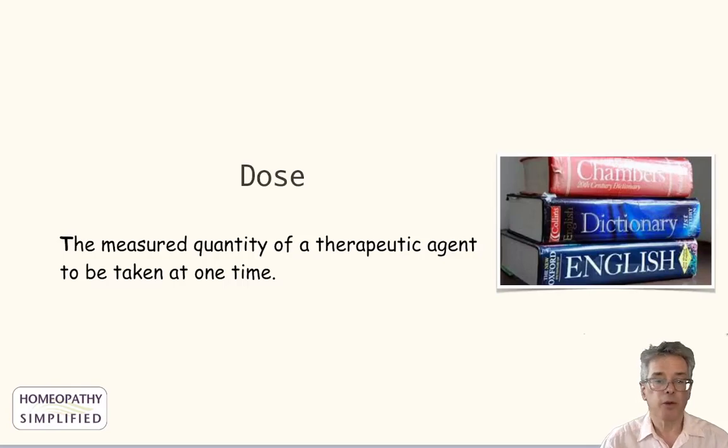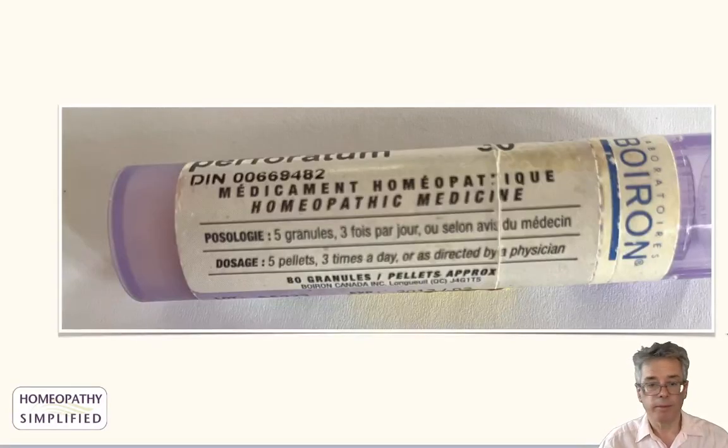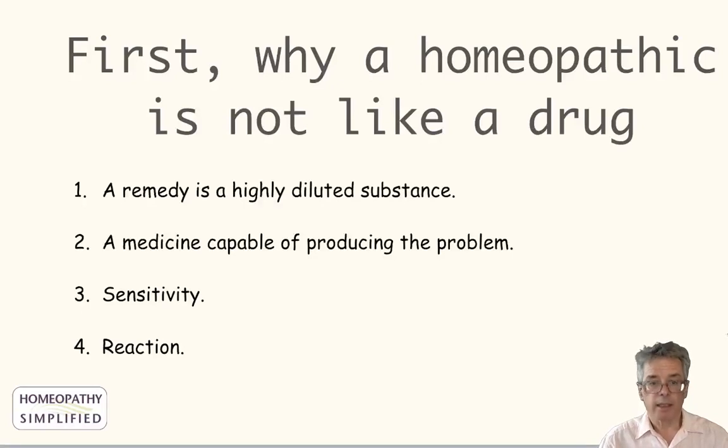So here's a photo of a Boiron homeopathic remedy that I just grabbed out of a box, and you'll see that it says 5 granules 3 times a day, or as directed by a physician. So we're going to, first of all, understand the logic of that, if there is any. To explain this, I would say first why a homeopathic remedy is not like a drug.